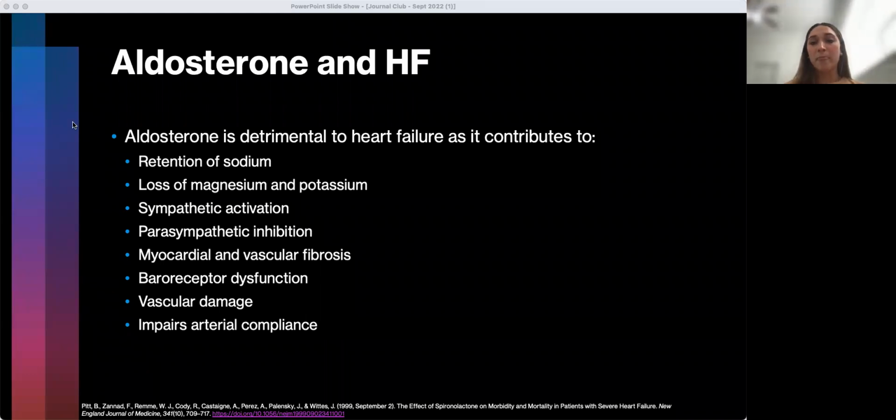And then one more here. It impairs arterial compliance. Arterial compliance is the ability of the arterial wall to extend or increase volume as pressure increases. So essentially, as pressure increases, the arterial wall does not increase volume. This creates a problem. Next slide, please.